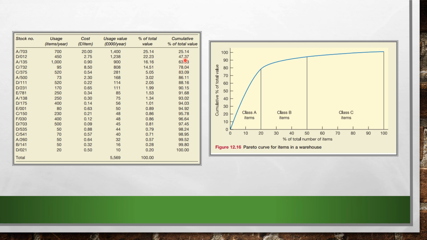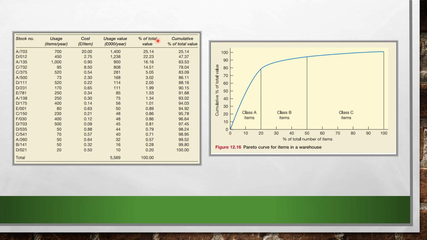For example, the part with stock number A703 is the highest value part. The cost is expensive and it is the highest value. It accounts for 25.14% of the total inventory value. But as a part, it is only 1 over 20. It is only 1 of the 20 parts, so only 5%.